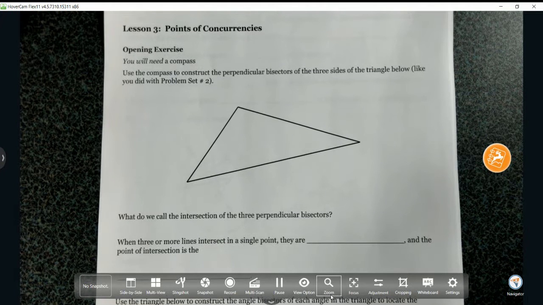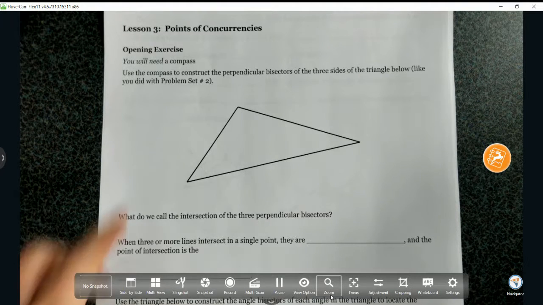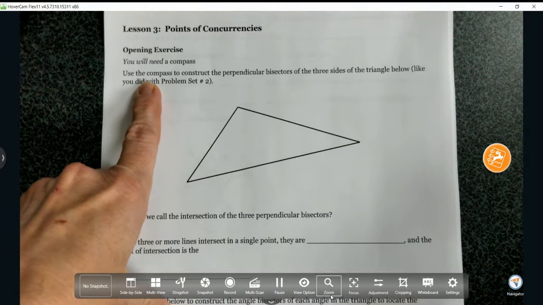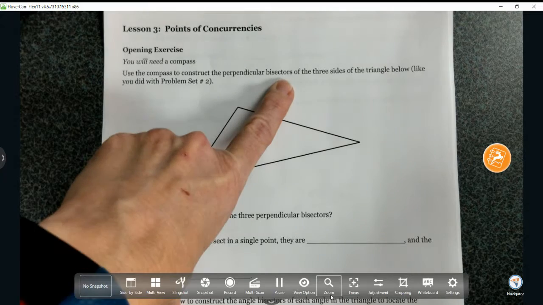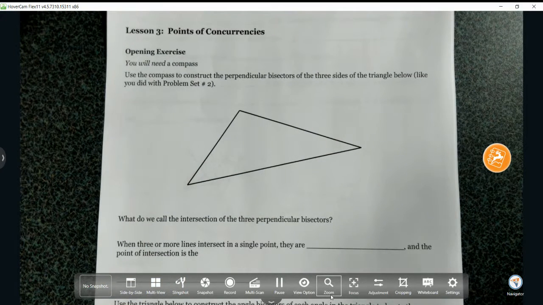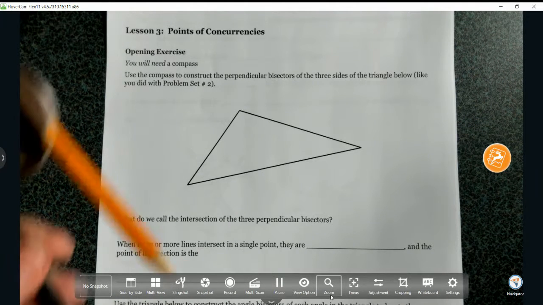Okay, in this lesson we're going to be constructing some things, and we're going to be looking at a couple of special segments in triangles. So at the beginning here you're going to need your compass, and we're going to use the compass to construct the perpendicular bisectors of the three sides of the triangle. It's a little tedious at first, but you will get used to it once you do these things.